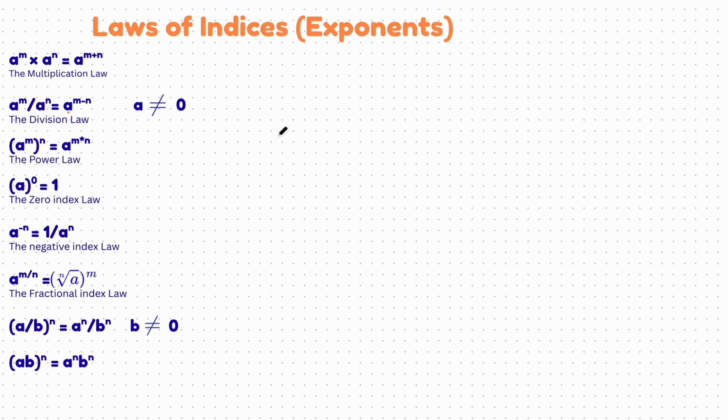Let's look at an example. Say you were given 2 raised to the power of 3 divided by 2 raised to the power of 2. This would equal 2, because that's our base, to the power of 3 minus 2, which is equal to 2 raised to the power of 1. And anything raised to the power of 1 gives us back the original value. So 2 raised to the power of 1 would be 2.